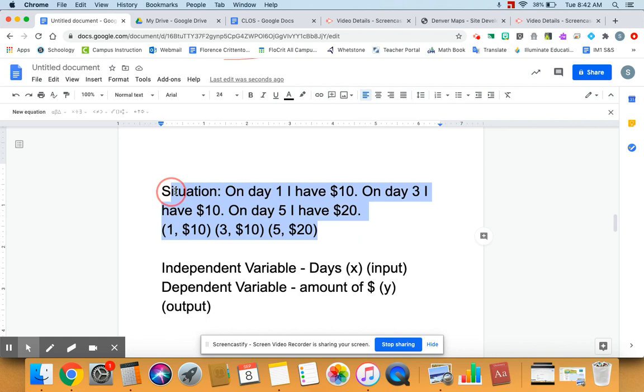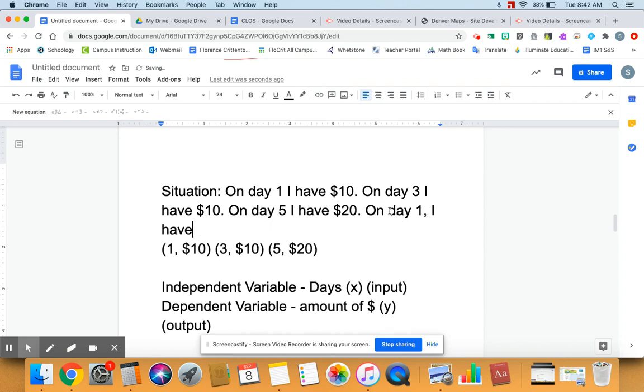So this is currently still a function. What makes it not a function is if I do something weird, like saying, then on day one, I have $50. How is that possible? How is it possible that on day one I have 10 here, but then later on day one I have 50? That makes no sense. On the same day, I should have the same amount of money. And because of this point, where I have two inputs, being one, that were the same, but then I had two different answers for that same thing, this is now a problem. This is not a function once I add that in there.